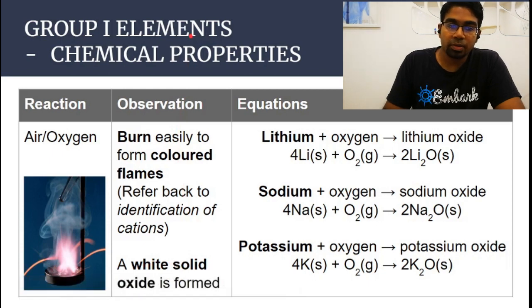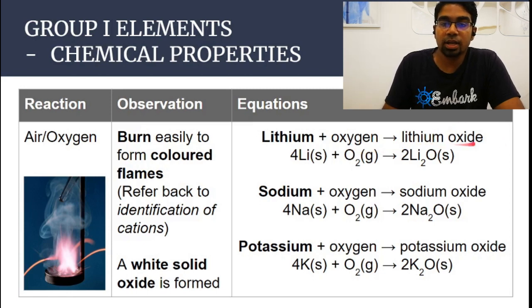Now, what solid oxide are we talking about? For example, lithium. Lithium burns with oxygen to form lithium oxide. So this is an oxide of a group 1 element, lithium oxide. Lithium, in the solid form, reacts with oxygen, O2 gas, to form Li2O, lithium oxide.